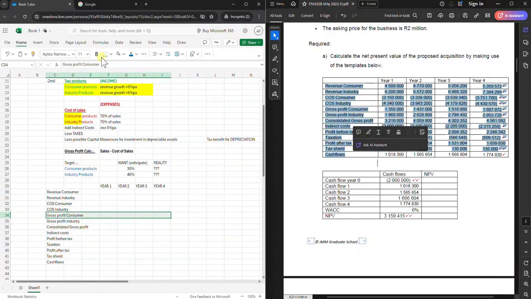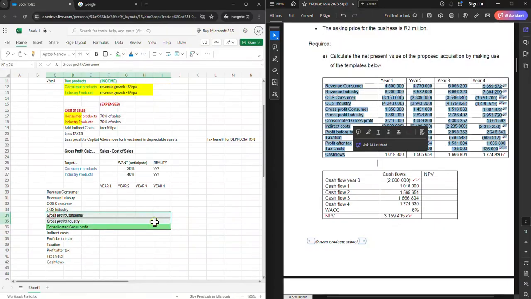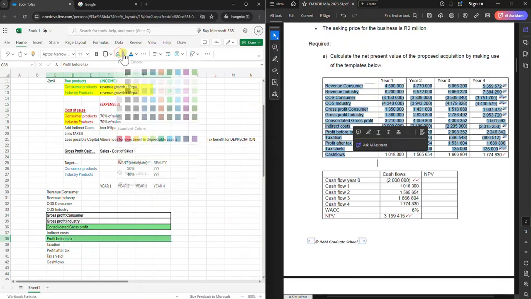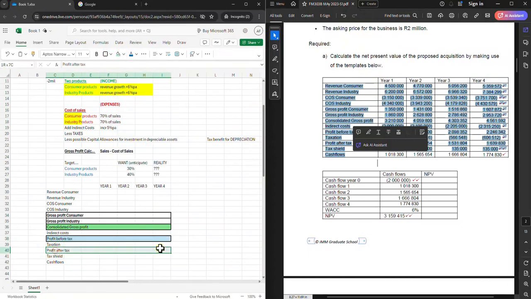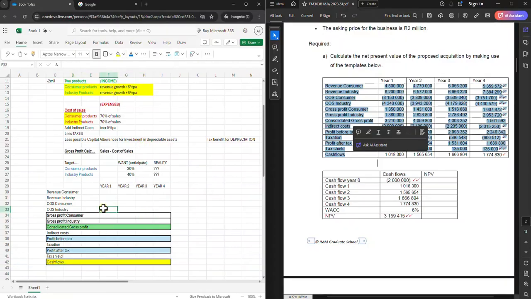Important line items. This is a total gross profit. Consolidated gross profit is a very big total. That covers all of the profits. Then you've got costs. Here's another total. Those are separate totals. And then the cash flow is the last one. Okay, the cash flows is what you actually need to do your time value of money.